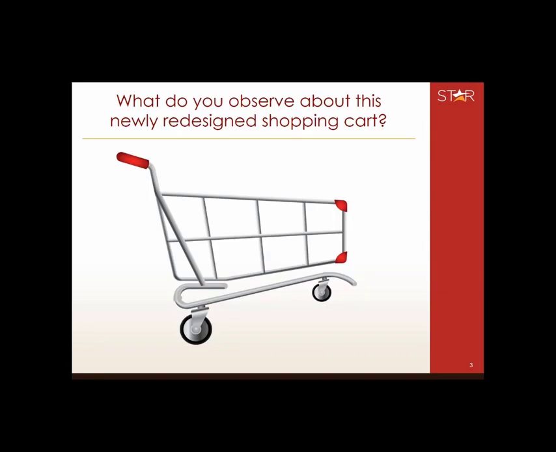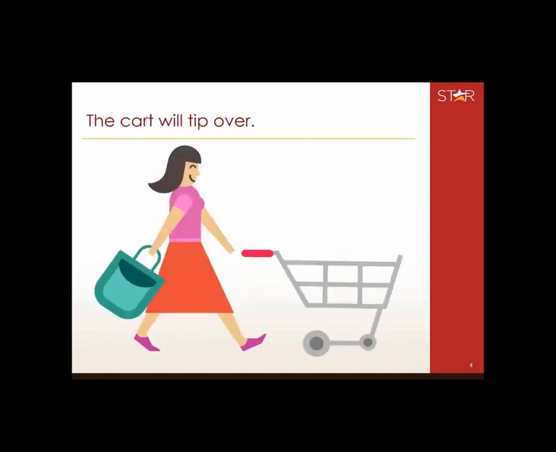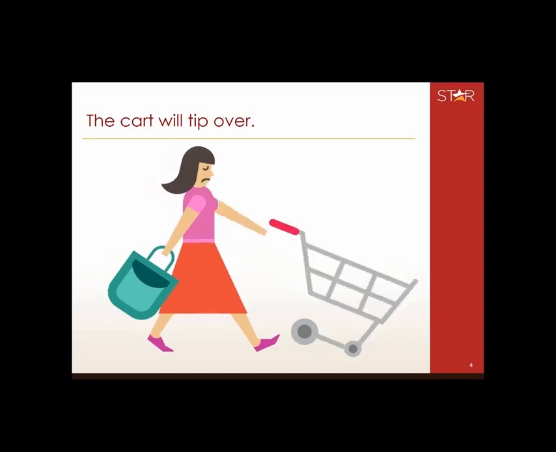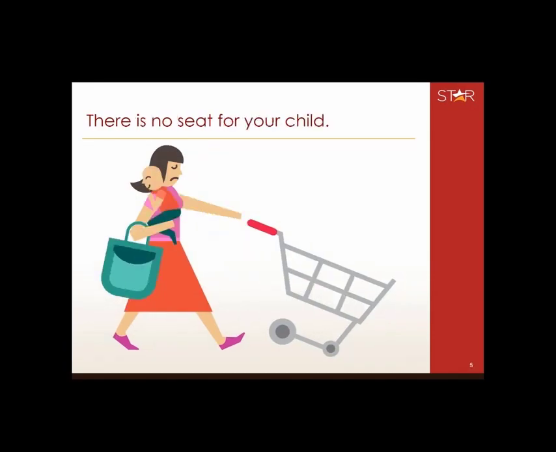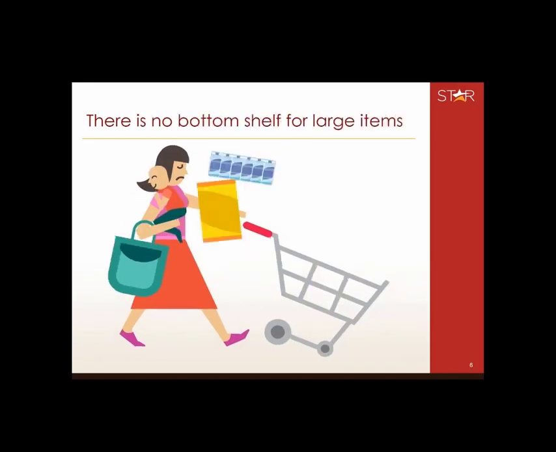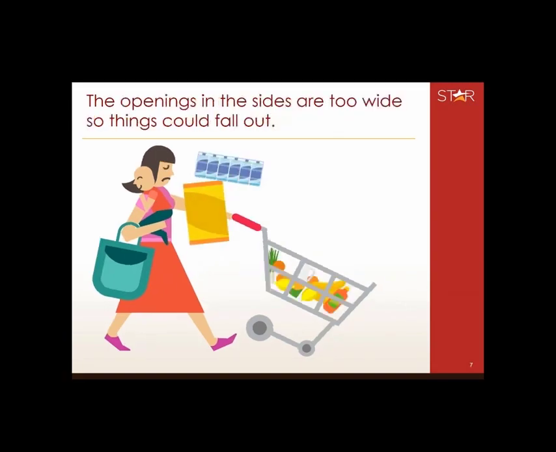There are several things that most people notice when asked about this cart. The cart will tip over. First, they usually say that the front wheels are too small and they don't touch the ground, so the cart will tip over. Also, there's no baby seat for your child. And there's no bottom shelf for larger items. Another problem, the openings in the sides are too wide, so things could fall out. Items in the cart are in danger of falling out.